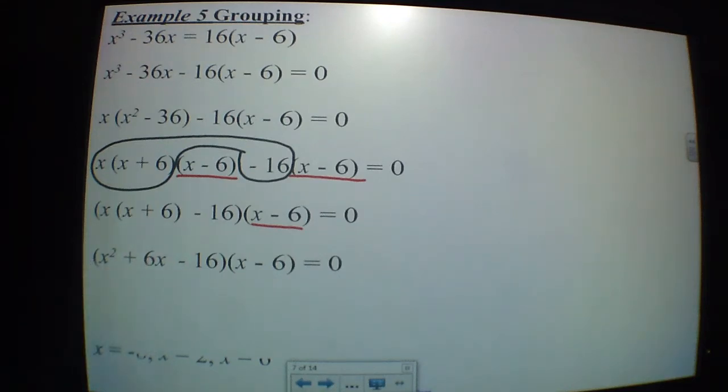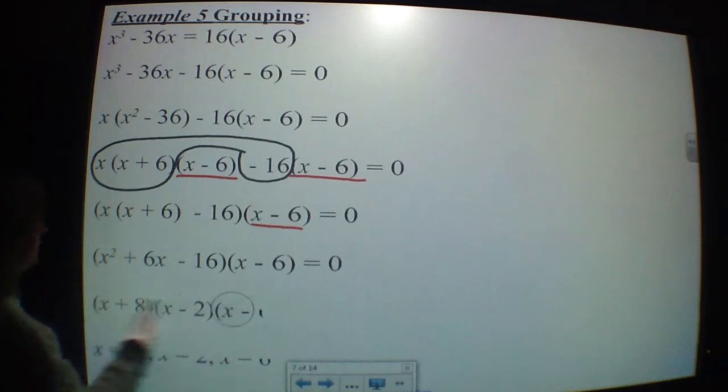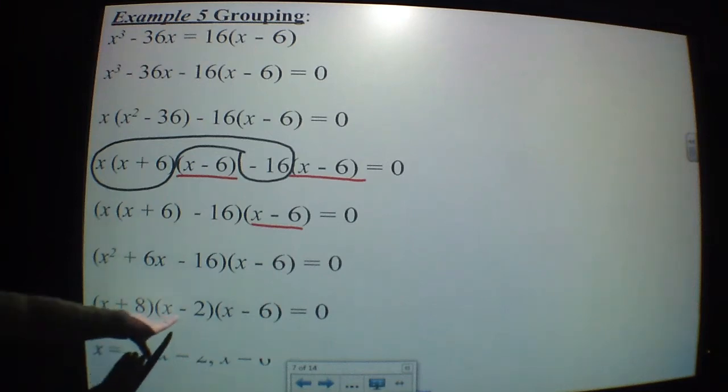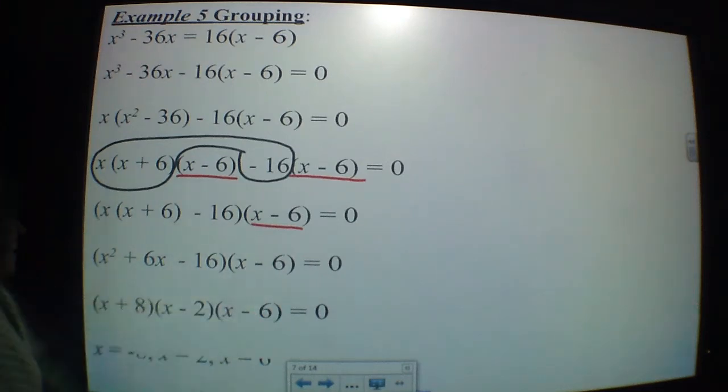Can you factor that? Can you use quadratic formula, completing the square? See what you can do to work it out, and really it does factor with a 2 and an 8, one being positive, one being negative. So there I factored it. Now my solution would be negative 8, positive 2, positive 6. And I'm done.